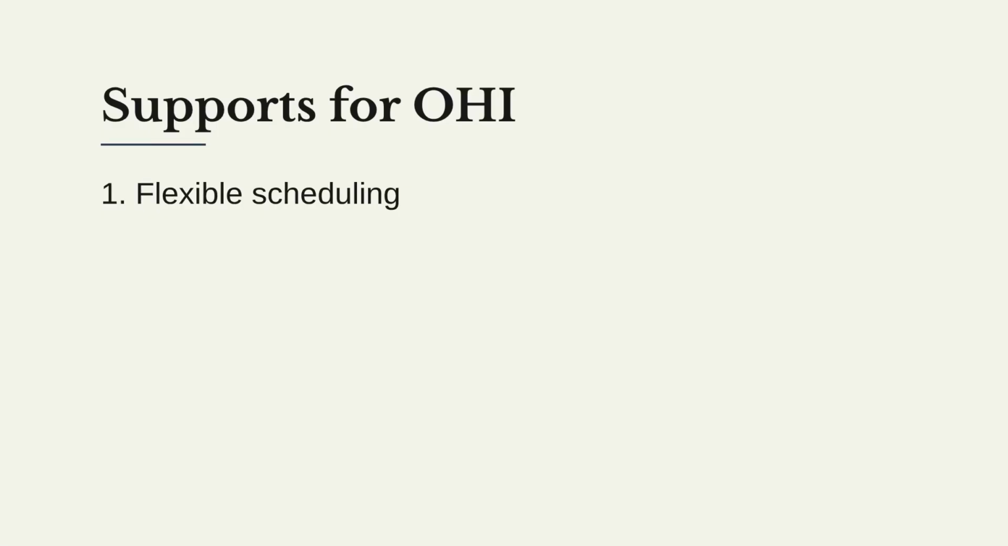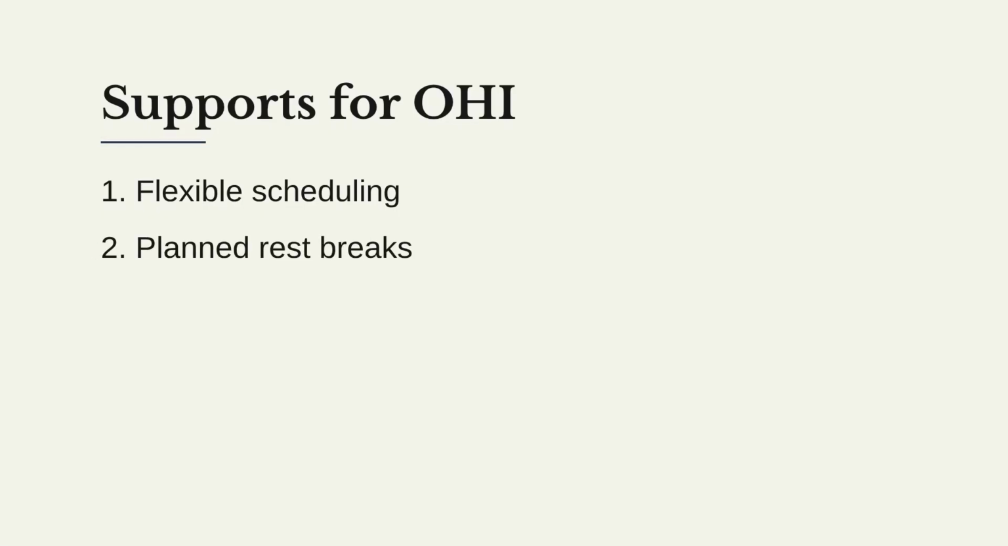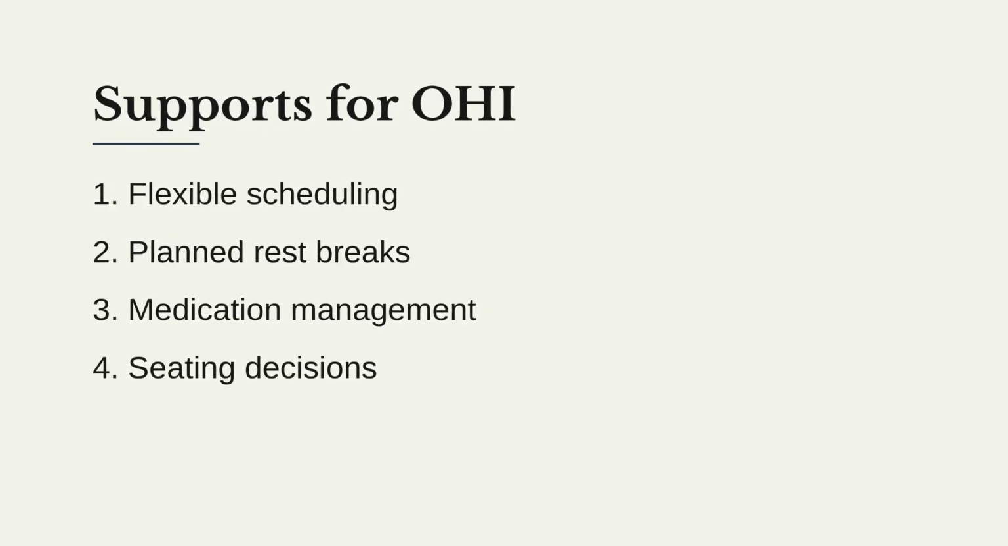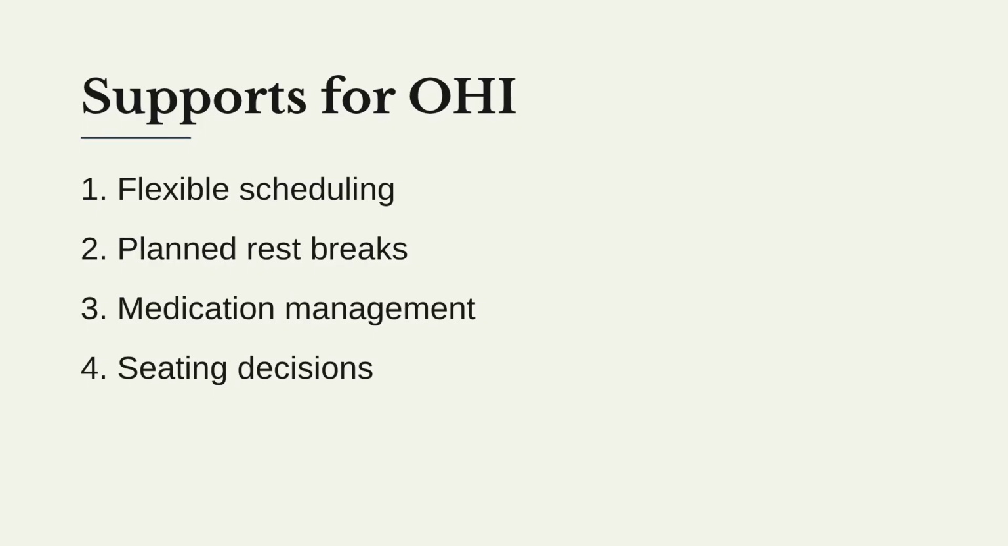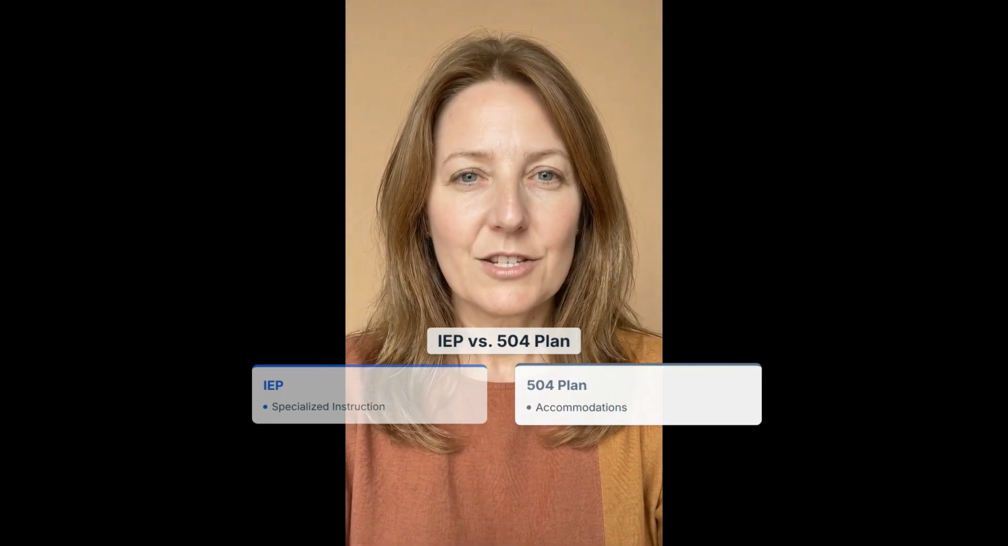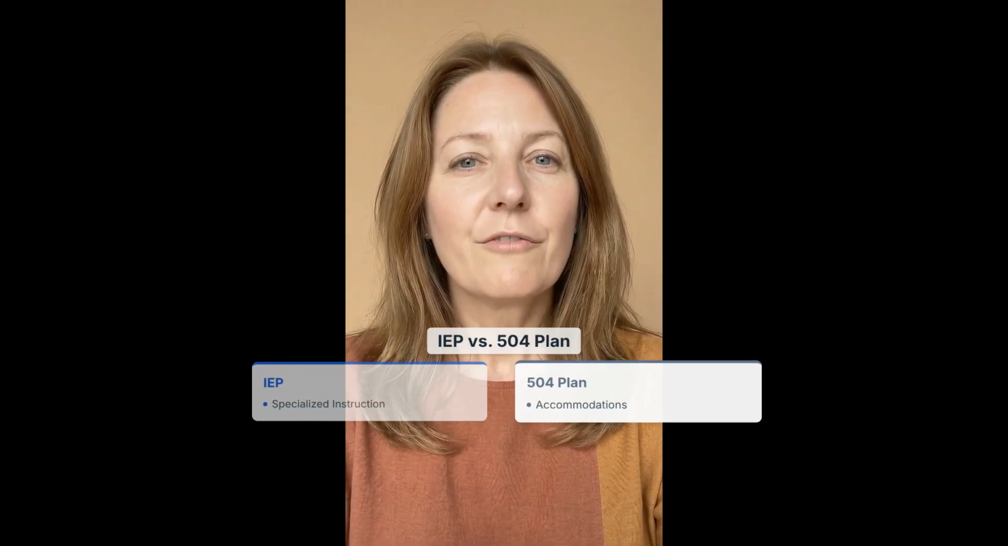Supports for OHI often include flexible scheduling, planned rest breaks, medication management, seating decisions, reduced environmental triggers, access to the nurse, healthcare plans, emergency plans, and communication systems between home and school. When the student needs specialized instruction, such as explicit executive functioning instruction, adapted academic routines, or special education support to access the curriculum, an IEP may be appropriate. When the student primarily needs accommodations but not specialized instruction, a 504 plan may be more appropriate.